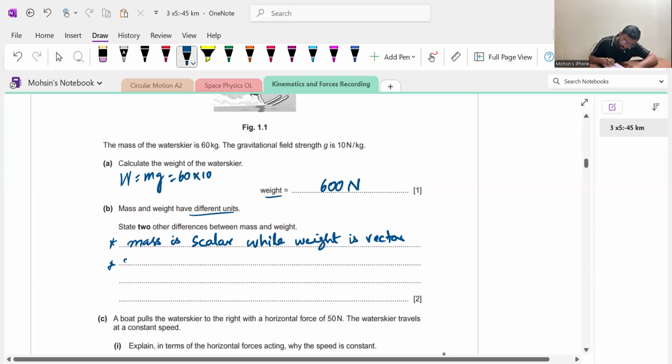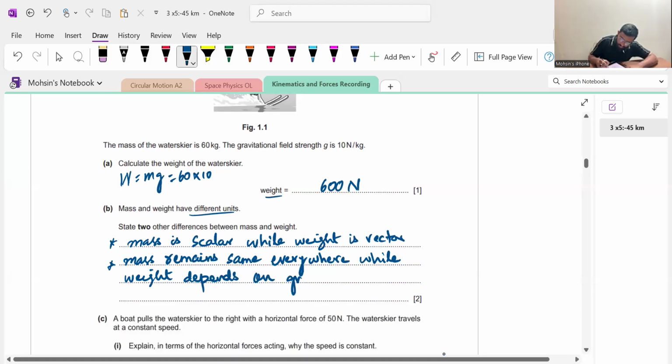So I will write, mass remains same everywhere while weight depends on gravitational field strength.